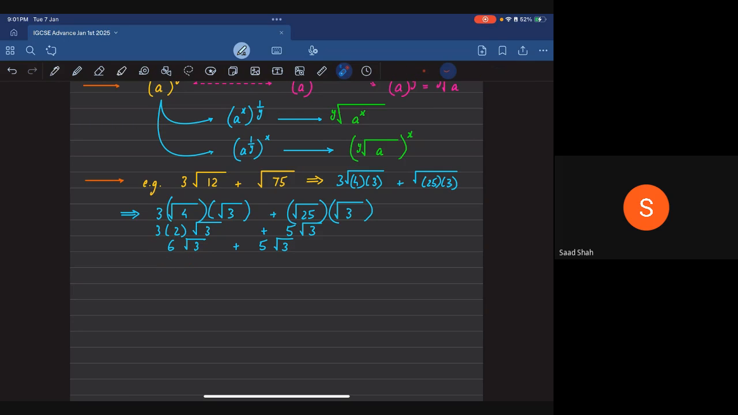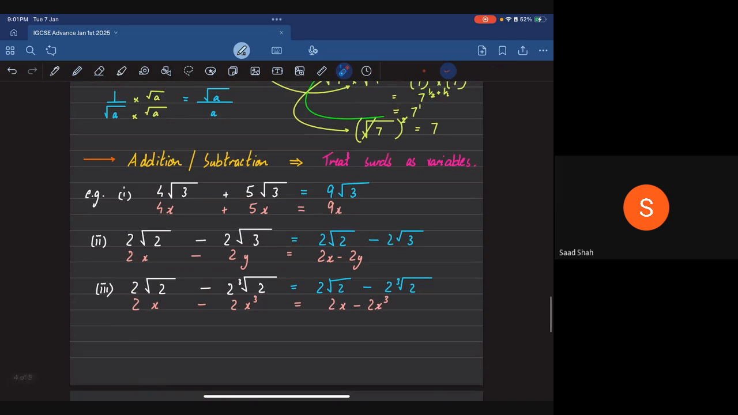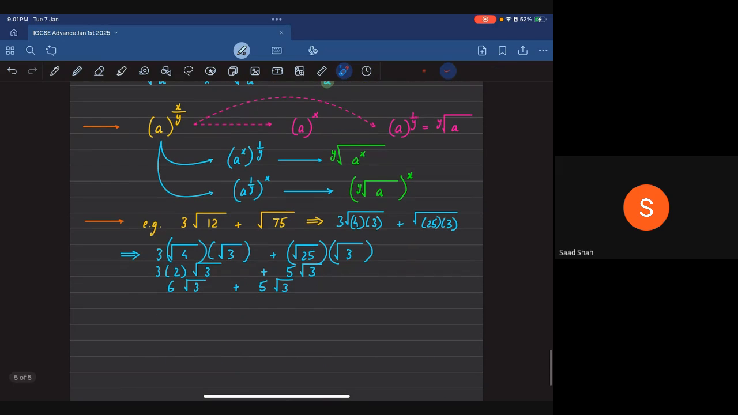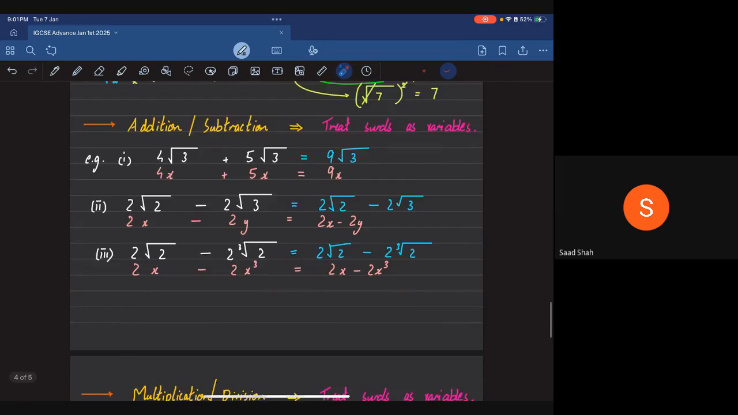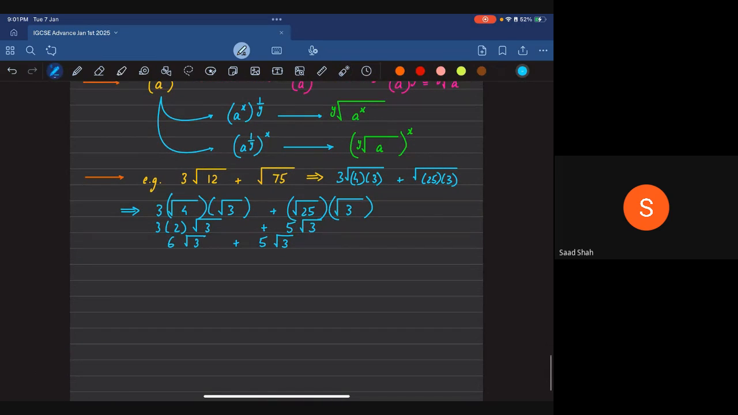Now the first rule, the addition rule of indices for surds, comes into play: you have to treat them as variables. So if the surds themselves are perfectly identical to each other, you will just add up your coefficients, add, subtract, or whatever it was. So your final answer is going to look like 6 plus 5 is 11 root 3.